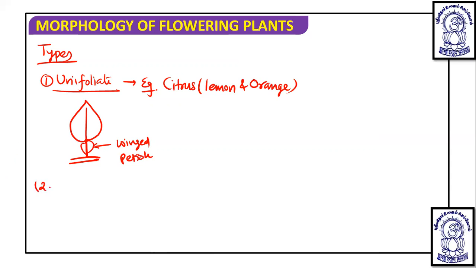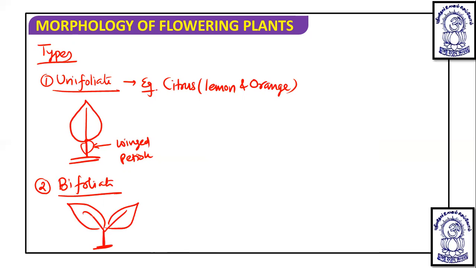So if somebody asks where a winged petiole is found, then it is in the citrus, but this is unifoliate. Second type is bifoliate. Now in bifoliate, what happens? This is the tip of the petiole, and over the tip you will see the presence of two leaflets. So it is bifoliate, and for bifoliate, if we talk about an example, then it is seen in Bignonia.